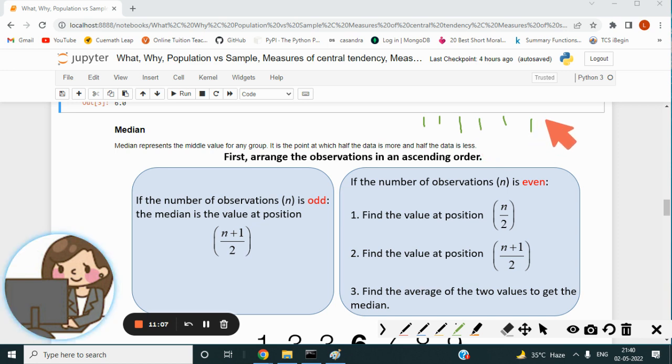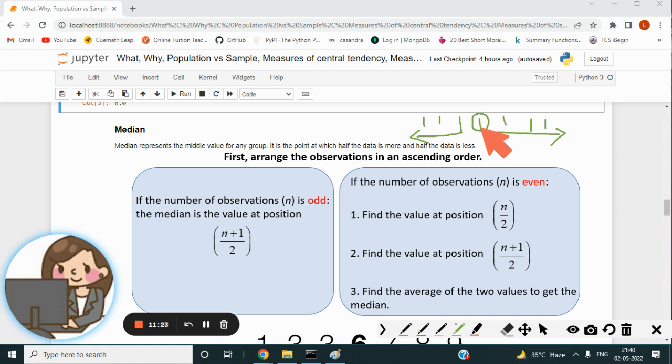Okay, so here we have some values. This median refers to this value. It is the point at which half the data is more, so half the data will be more and half the data will be less. This point is known as the median.